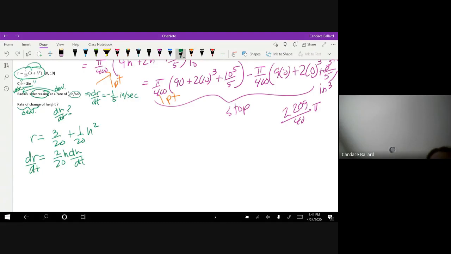So I'm looking, do I have dr/dt? Yep, it's right there. So I'm plugging in -1/5. I'm going to choose to reduce that to 1/10. Do I have h? Well, yep, they gave me an h for at that moment, so it's 3. And then dh/dt. Now, I don't have to simplify it all the way, but I do need to get dh/dt by itself. So you're telling me what it's equivalent to.